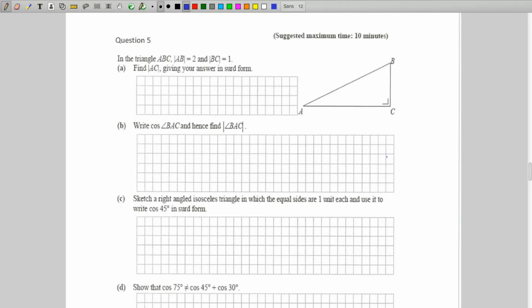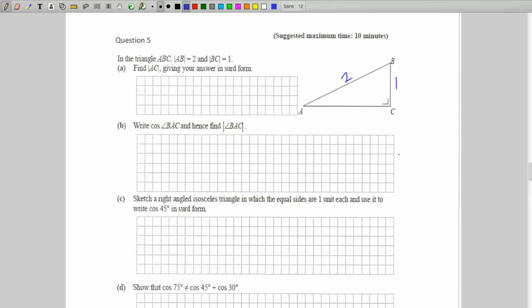Question 5 is all about trigonometry. We're given a triangle ABC. We're told that the length of AB is 2. The length of BC is 1. And we have to find AC, that is the third side, and we have to give our answer in surd form, that is as a square root with a whole number inside it.